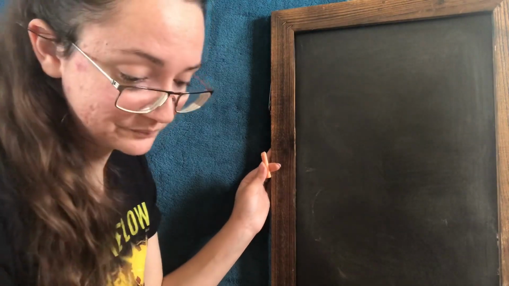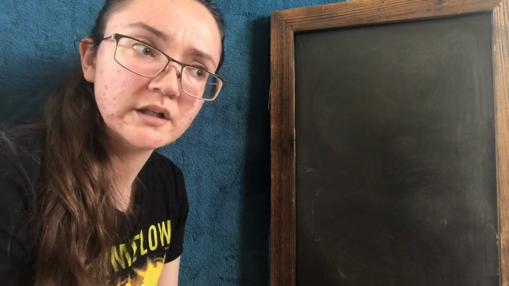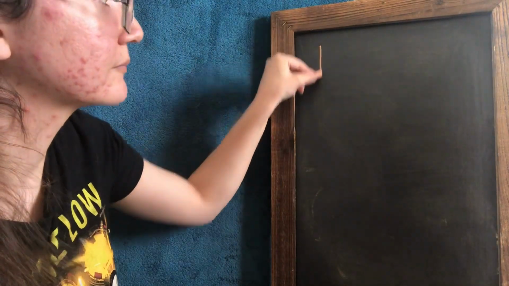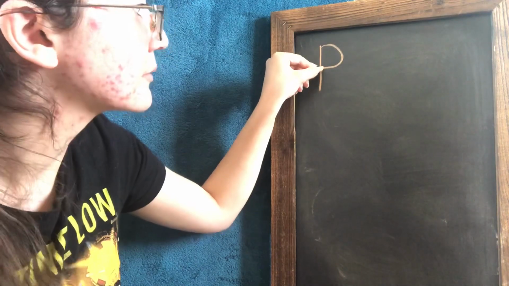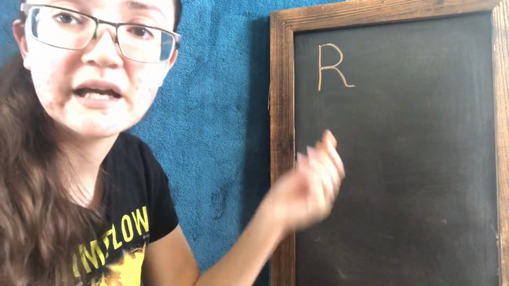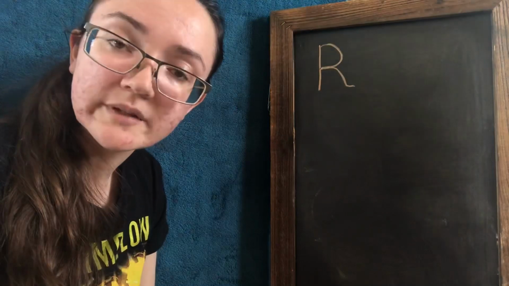Now we're on R. R is like P. I'm not gonna lie to you, it's very similar to P. Okay? R. That's a P, remember? But you're gonna add that little slide kind of looking element to it.